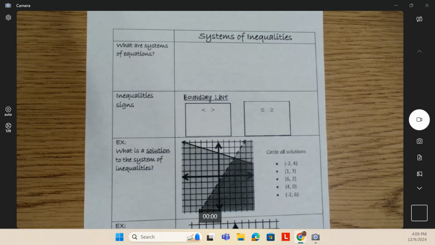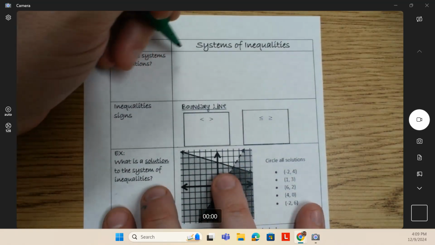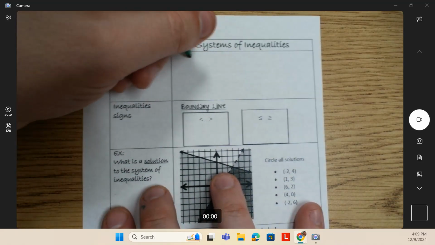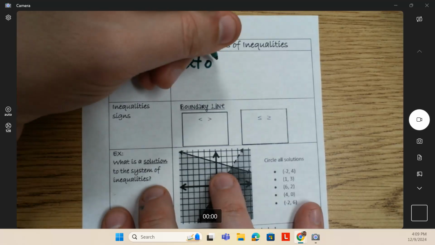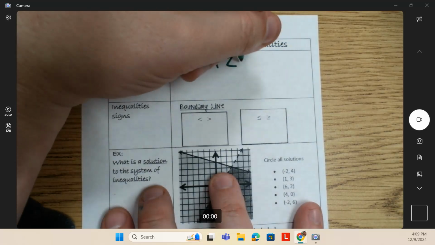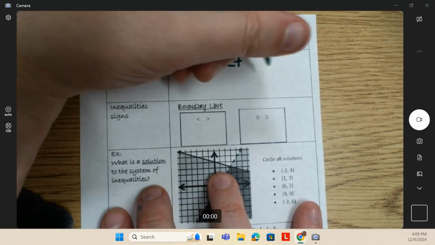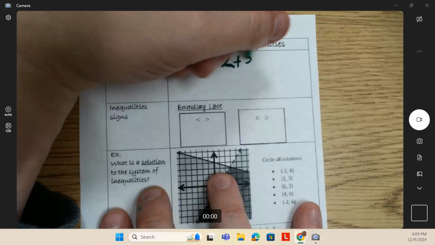Okay, let's look at systems of inequalities. So first of all, a system of equations is a set of two or more equations.